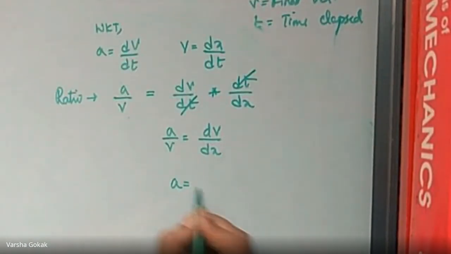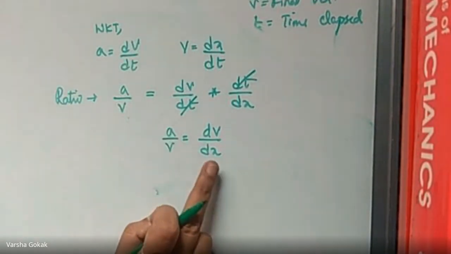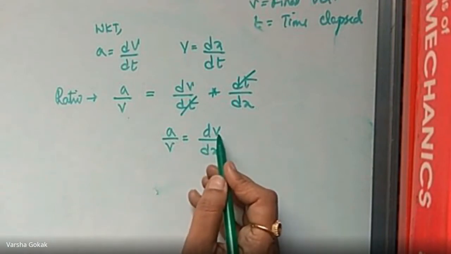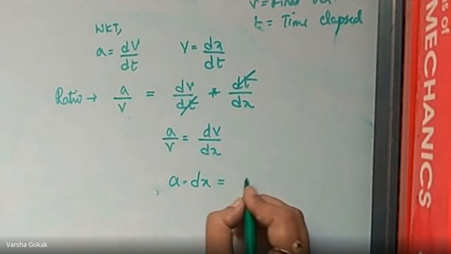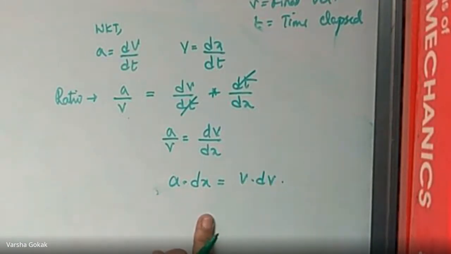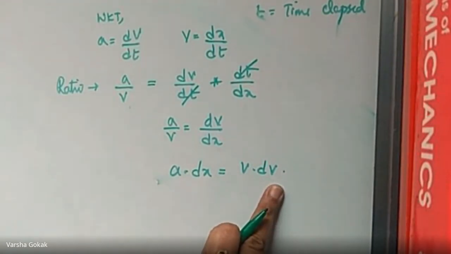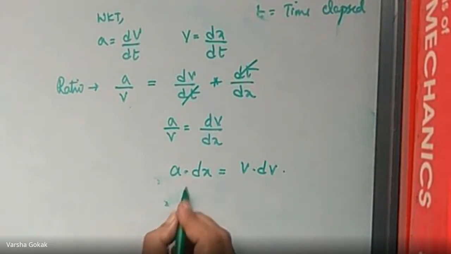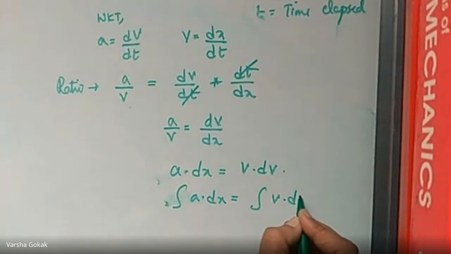From here, I'll take a and dx together, v and dv together, because velocity goes along with the rate of change of velocity. So a into dx will be equal to v into dv. Right? To this, we have to put the limits now. I want to take off the differential signs, so integration of a into dx and integration of v into dv.